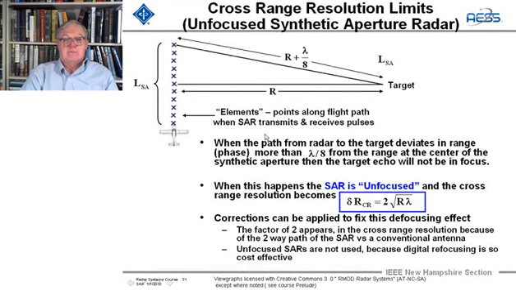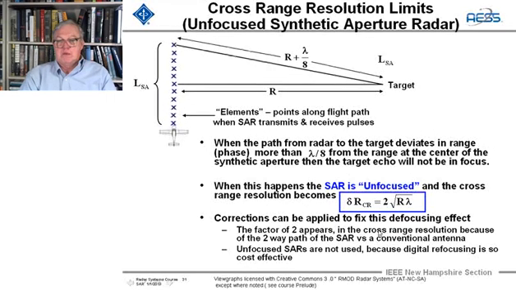But when you get up to the point where you're along the flight path and the distance is lambda over 8 plus that range, you're going to have focusing problems. And if you don't do something to take care of those focusing problems, then the radar is called unfocused. And the cross-range resolution is twice the square root of the distance times lambda. And this can be corrected, and we'll look back.